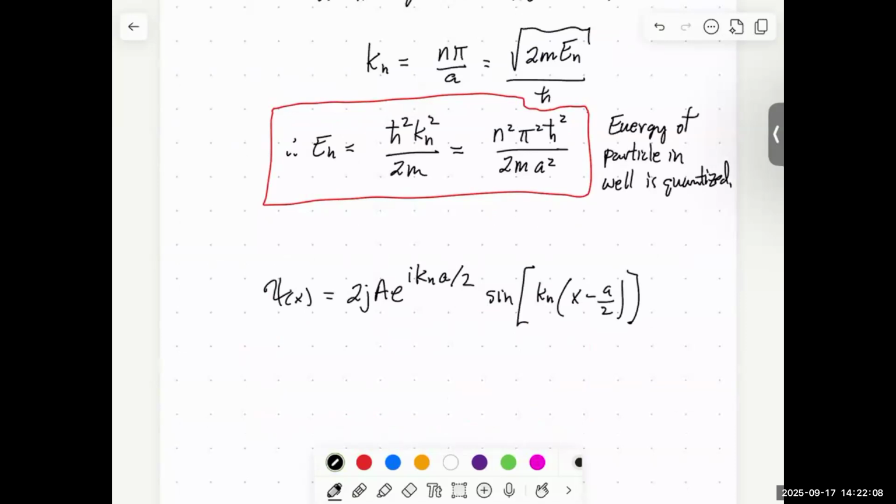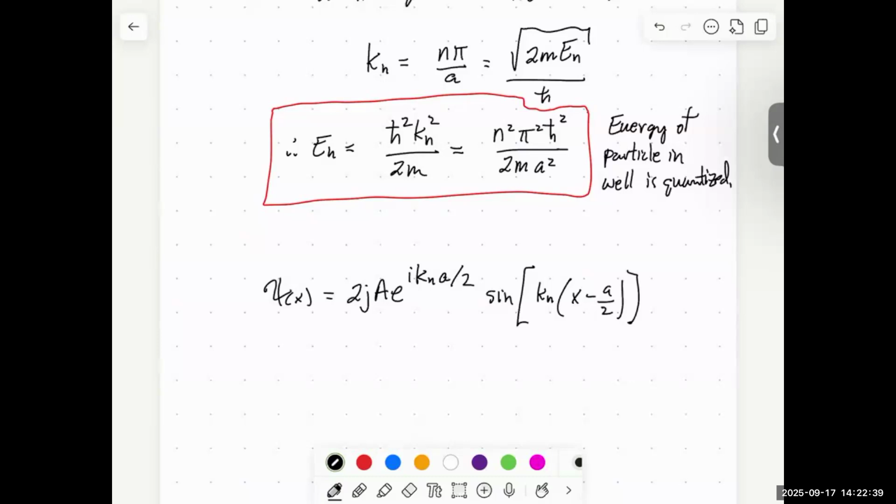What would we do to find A? Normalization. That's exactly what we're going to do. Before I do that, if you go look up Griffiths' solution, he doesn't have the minus a by 2. We already talked about that. That's because his potential is shifted relative to ours. But he doesn't have this kind of factor either, the e to the ik a by 2 in front.